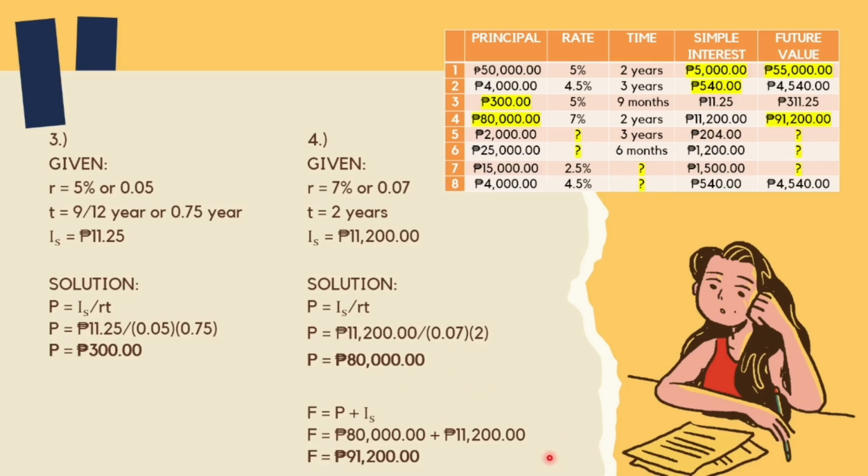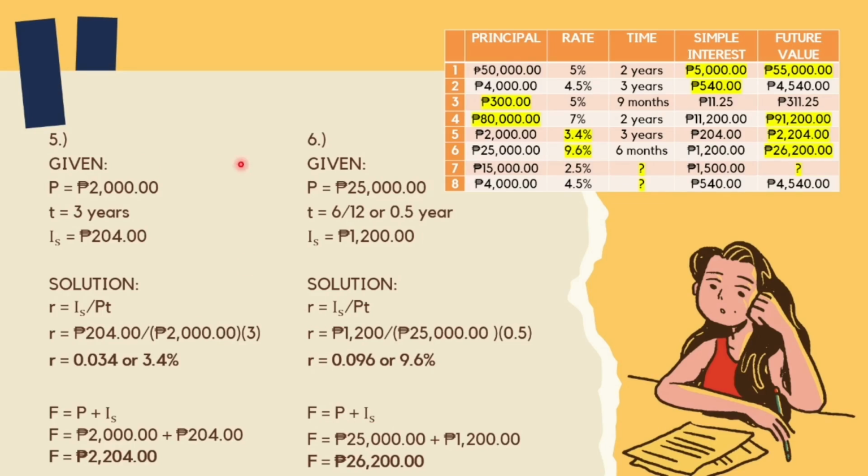Now heading on to the future value, it's quite simple, just add. For the future value, we have principal plus simple interest, and then substitute. The future value is equal to the principal of 80,000 plus the simple interest of 11,200. The future value is equal to 91,200 pesos. So it's literally as simple as that. All you have to do is add the two values, and then you get the future value.